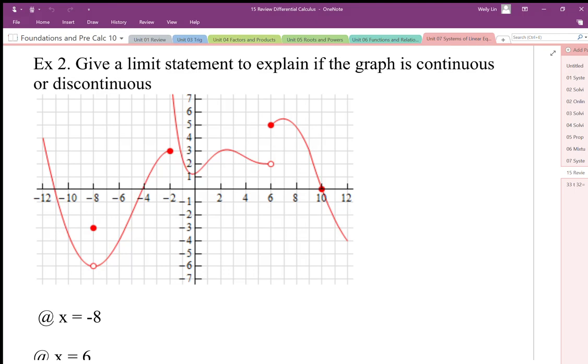Looking at these limits, we want to first of all establish if the graph is continuous or discontinuous, and then be able to write a limit argument for the discontinuity or continuity. And basically for continuity, the limit must exist at that point from both sides, and the value of the function at that point must be the same as the limit.